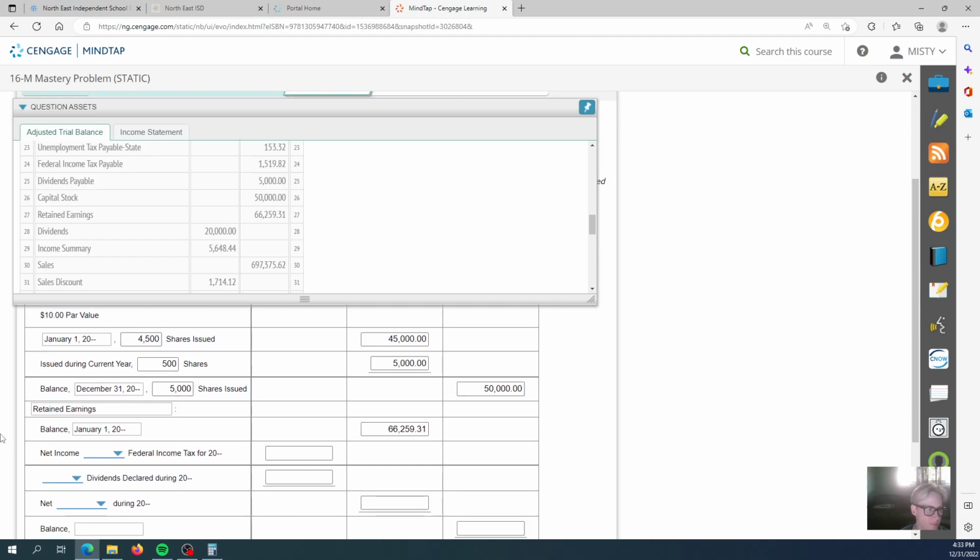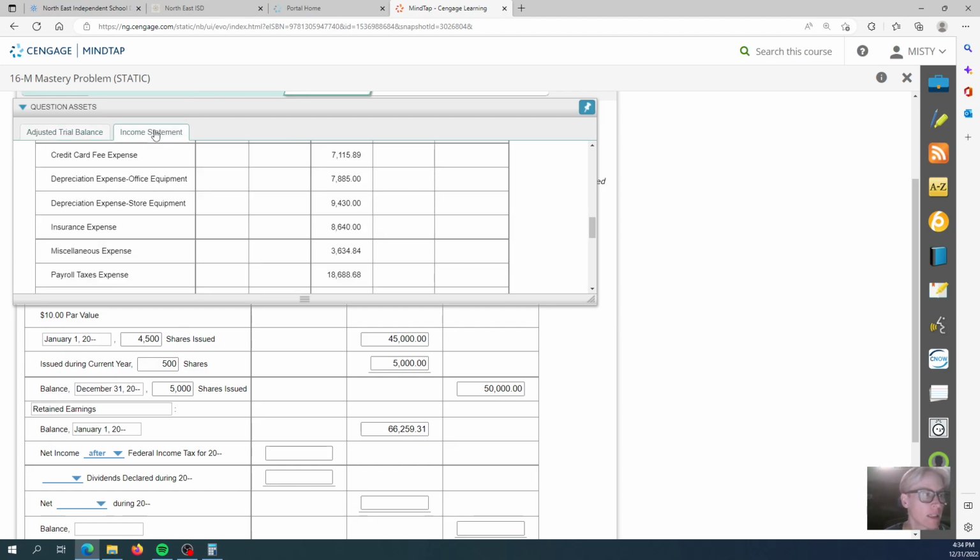Okay. Now, for our next one, net income, and it wants us to plug this in. So net income, is this going to be before or after? Well, this is going to be our net income after federal income tax. Okay. And what is that number? We just calculated that number, remember? That number is found here on the income statement.